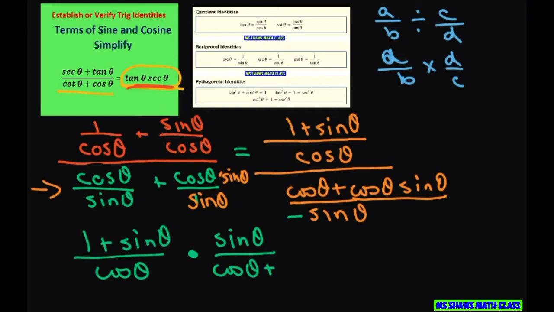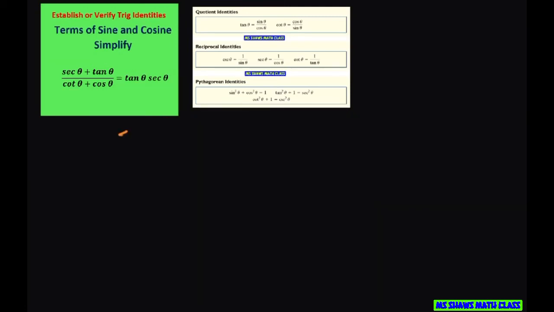Let's go ahead and factor out a cosine, to save some steps here. So for this piece, I'm going to factor out a cosine. And that gives me 1 plus sine. The reason I wanted to do that is because now these two cancel. So we're left with sine divided by cosine, cosine. So let me just write that down. So basically we have sine divided by cosine squared.